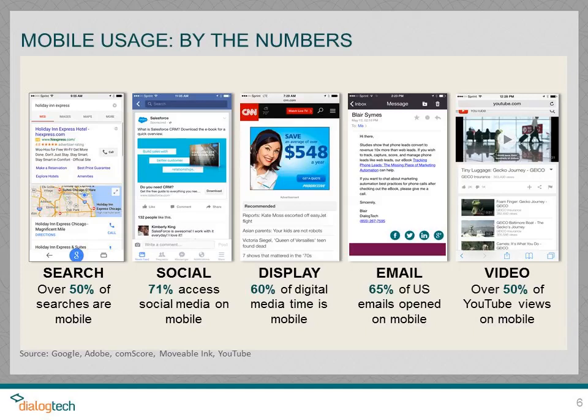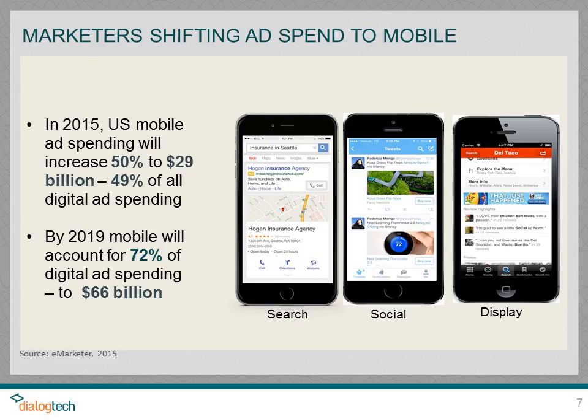So when you're talking about the different marketing channels you're used to focusing in on the desktop, those channels are all moving mobile. And the spend, the way marketers are allocating their budget for digital marketing, reflects that trend. So today, US mobile ad spending is around 49% of all digital ad spend. But that number is increasing. It's supposed to increase about 50% this year to $29 billion.